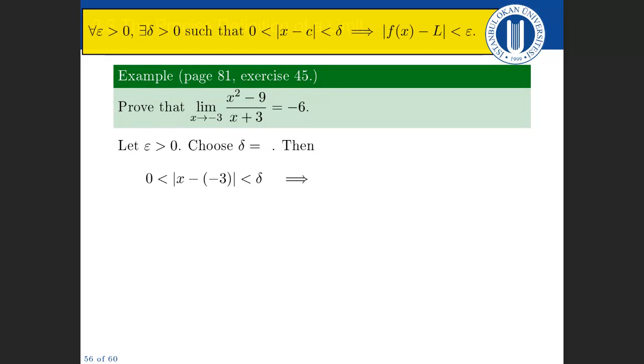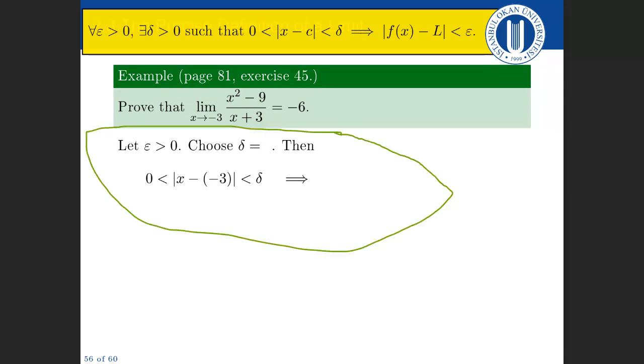Prove that the limit as x tends to minus 3 of x squared minus 9 divided by x plus 3 is equal to minus 6. The answer is going to look like this because the answer always looks like this. Let epsilon be greater than 0, choose delta is something. Then if x minus minus 3 is between 0 and delta, then. So the point is, when we do scrap paper, we do it backwards. When I'm using my scrap paper, I'm starting at the end and I'm working backwards to get to the beginning. But then when I write my answer properly, the correct answer goes forwards. The correct answer starts at the beginning and finishes at the end.